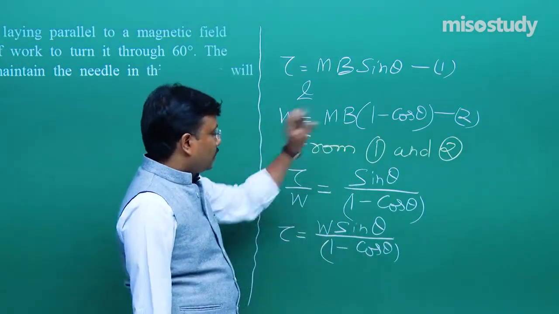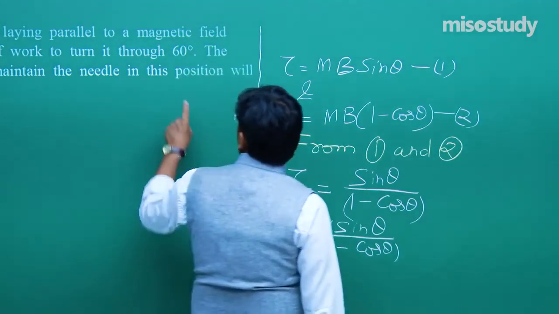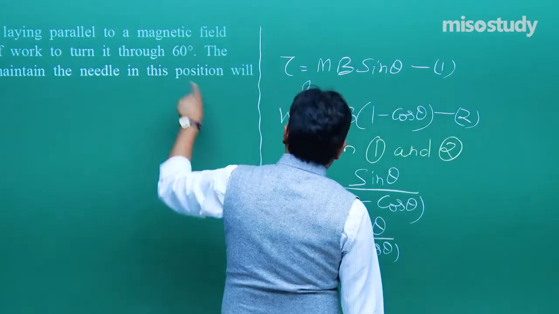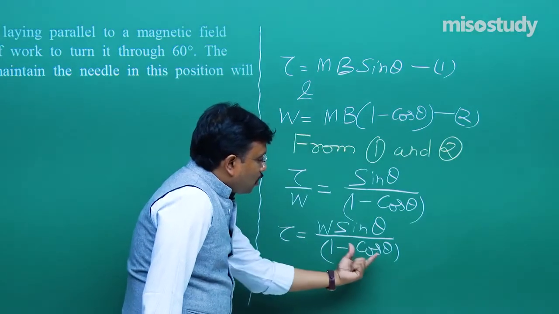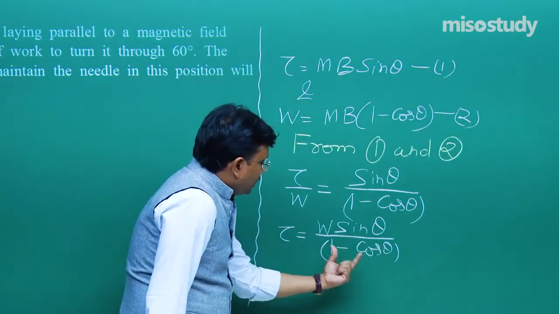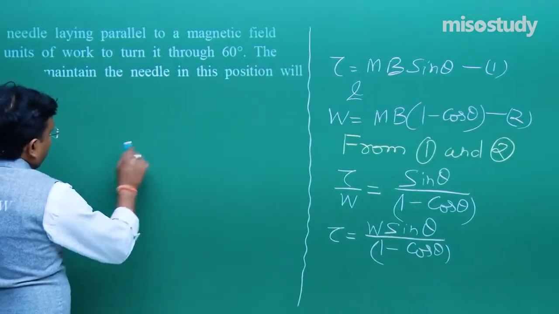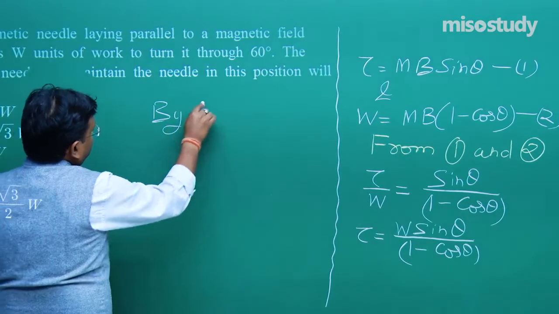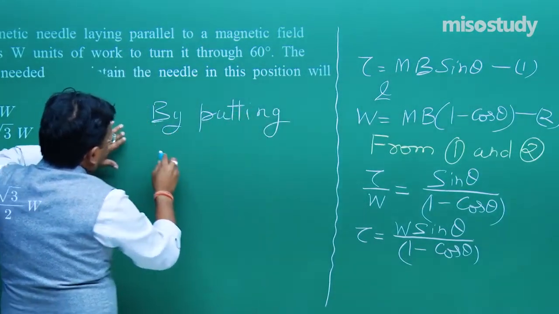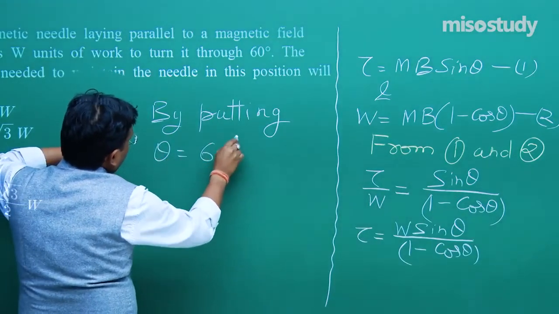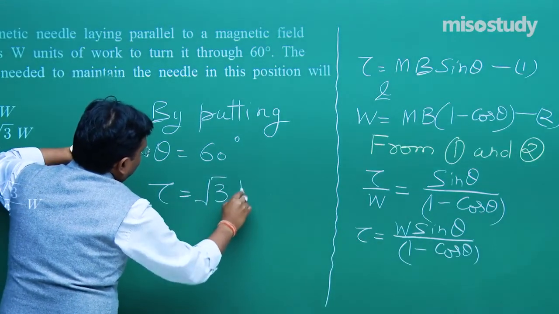That's clear now. Okay. Now from here, given theta is equal to 60 degrees, put the value of 60 degrees. Sin 60 is root 3 by 2, cos 60 is 1 by 2. Ultimately when you solve it, by putting theta equal to 60 degrees, tau is equal to root 3 w.